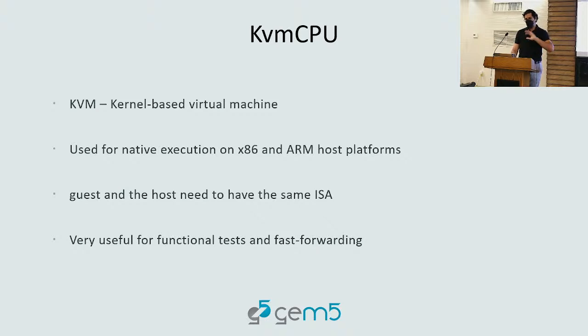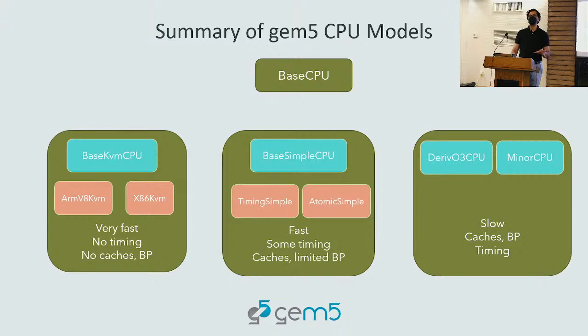Okay, so now summarizing everything. Here's the big picture that we saw earlier. So now you can try to differentiate the characteristics of these CPU models. Obviously, KVM CPU models are very, very fast, but don't have any timing information. You can't really model a lot of components like branch predictors or caches.